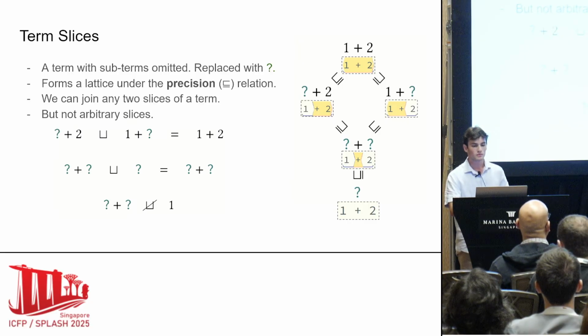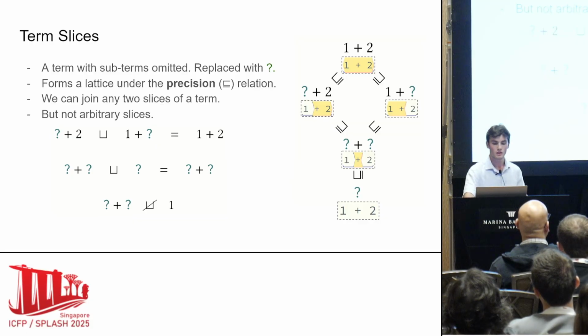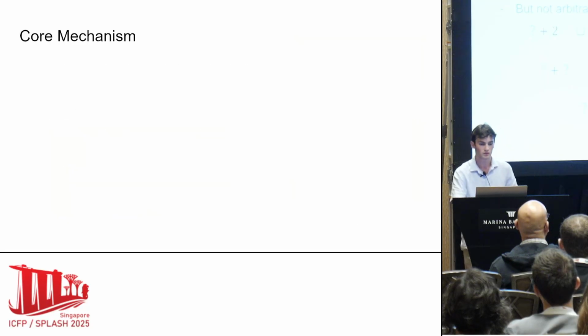And then you can join these to retrieve the original information. Of course, only if they're actually the same sort of term. You can't join a plus term with a regular integer.